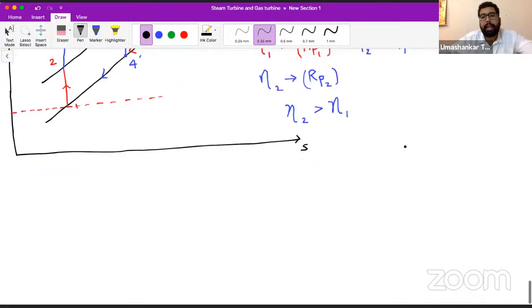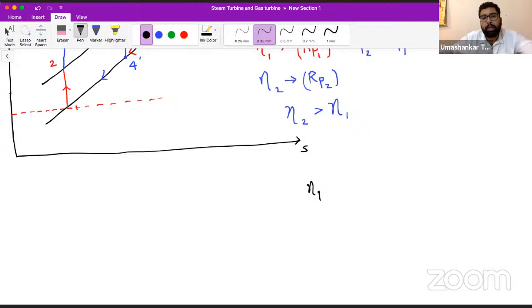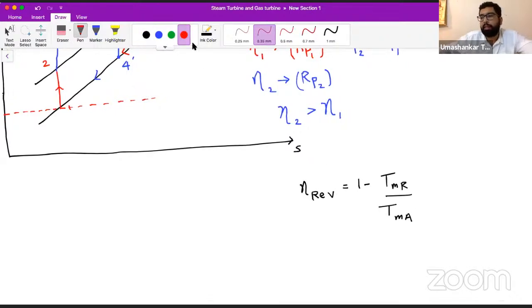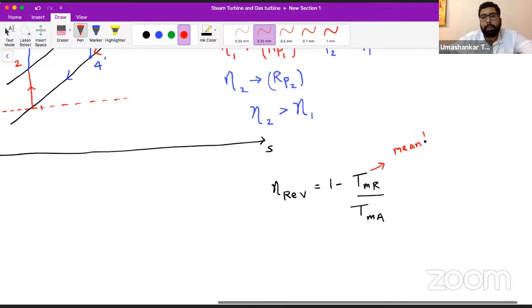Can I say it like this? Now see, I am writing it here. The reversible efficiency is 1 minus TMR by TMA. What does TMR stand for? TMR is the mean temperature of heat rejection, and let us call TMA the mean temperature of heat addition.